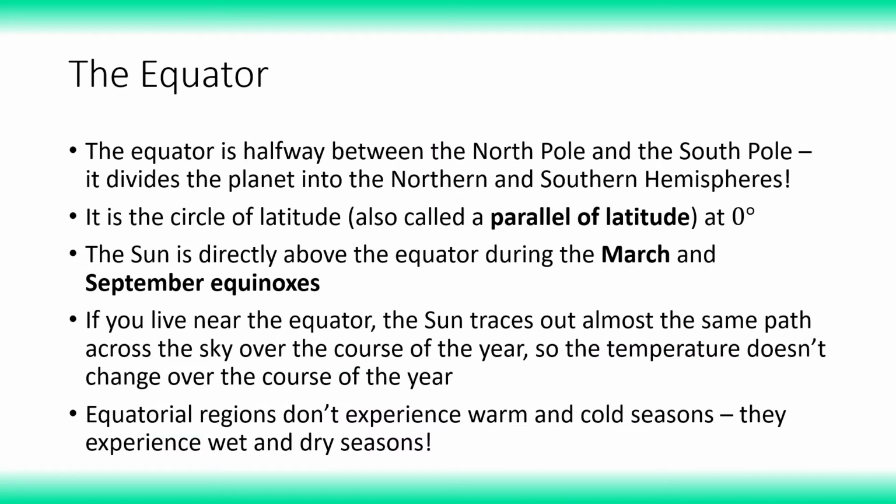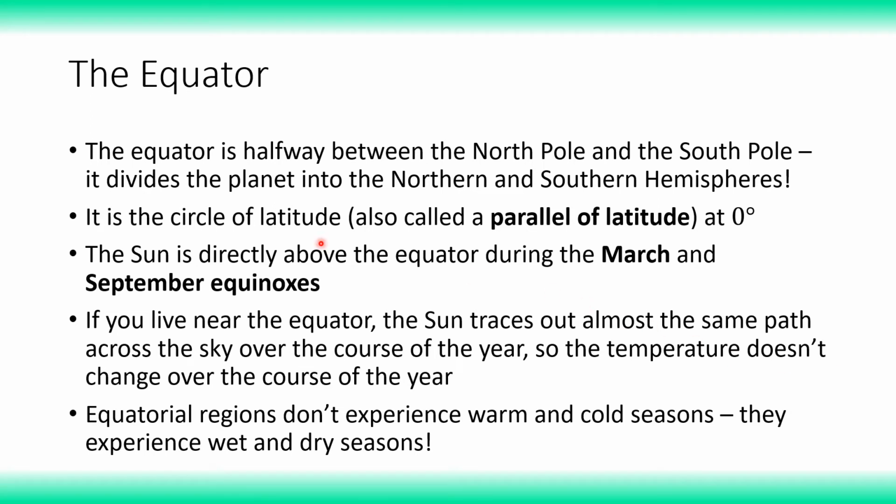So now let's talk about each of the lines themselves. The first one is the equator, which is bang on in the middle of the planet if you look at most maps, pretty much. The equator is halfway between the North Pole and the South Pole, and it basically divides the planet into two hemispheres, two halves, the Northern Hemisphere and the Southern Hemisphere.